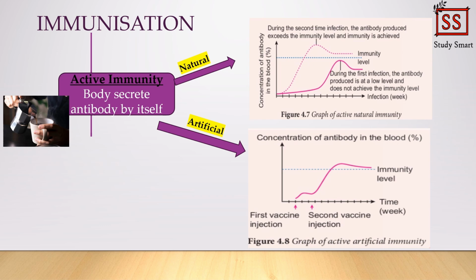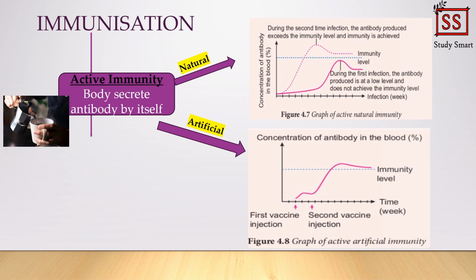Now let's look into the graph for active and passive immunity. So we start with active immunity first. Active immunity means the body secretes the antibody by itself. So the analogy is you make the coffee by yourself. As I mentioned earlier, active immunity can be divided into natural and artificial.